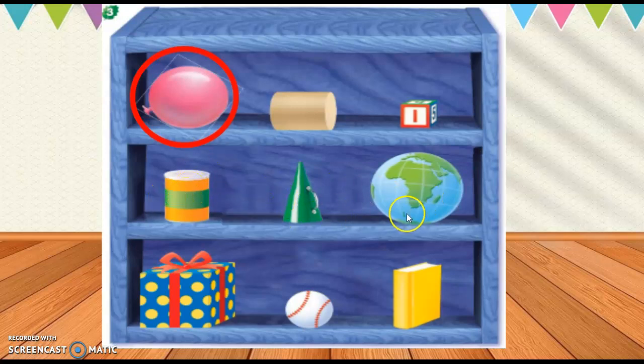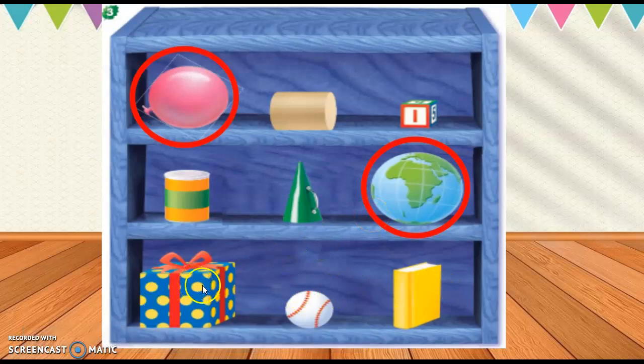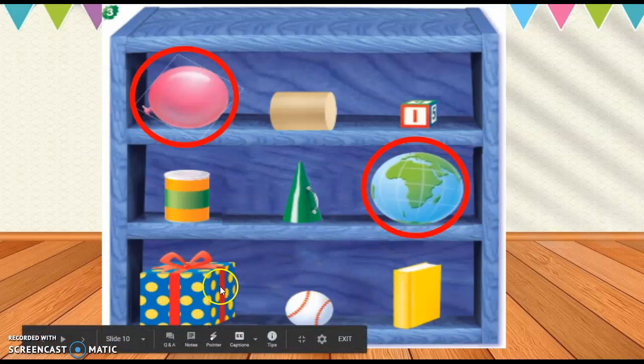Which object do you think is shaped like a sphere in this row? A can, a horn, or a globe? If you said a globe, you are correct. Good job. All right, last one. Which object do you think is shaped like a sphere? A present, a baseball, or a book? If you said baseball, you are correct.